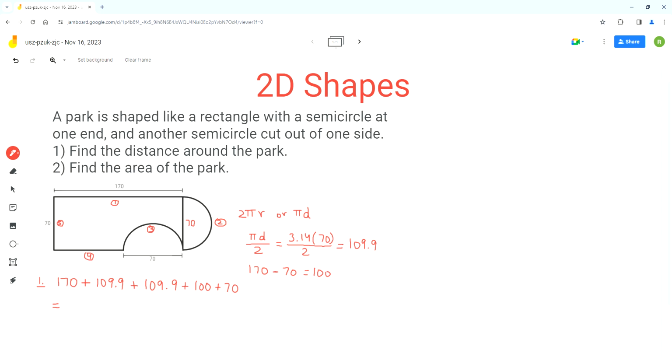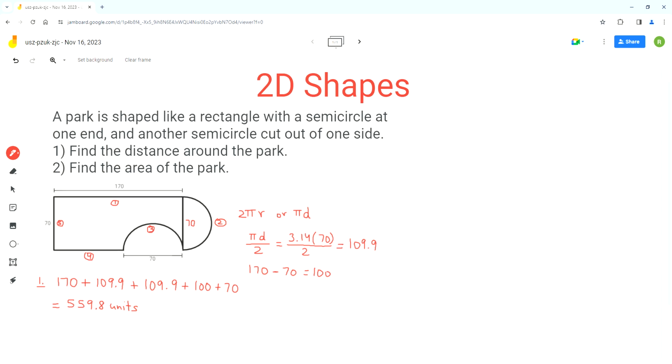So these are the numbers we have to add to find the distance around the park: 170 plus 109.9 plus 109.9 plus 100 plus 70. I got 559.8 units. So this should be the distance around this park.